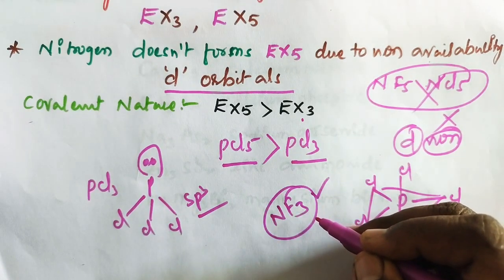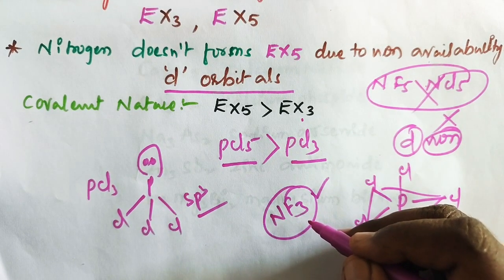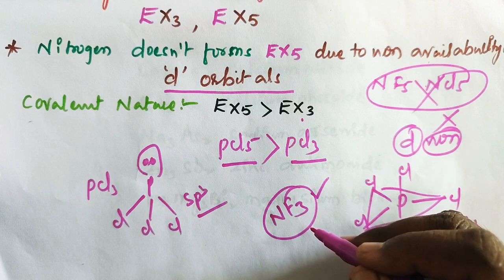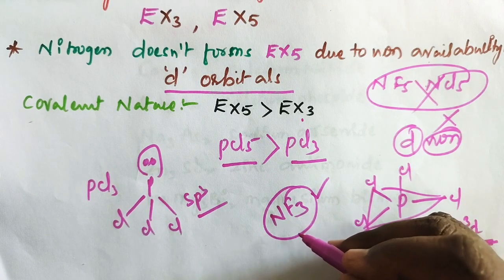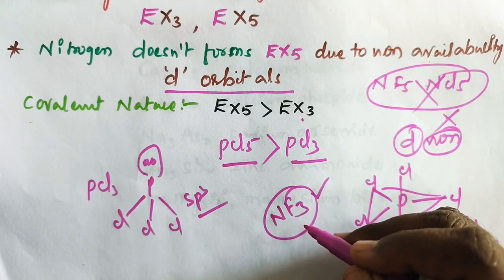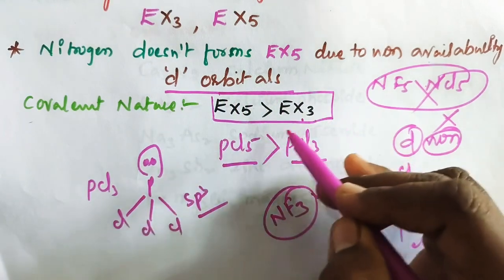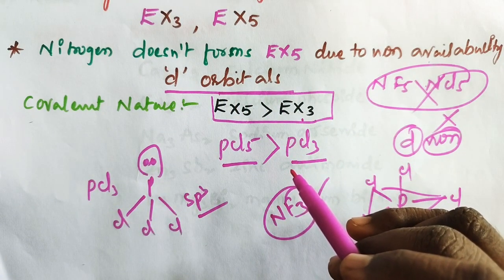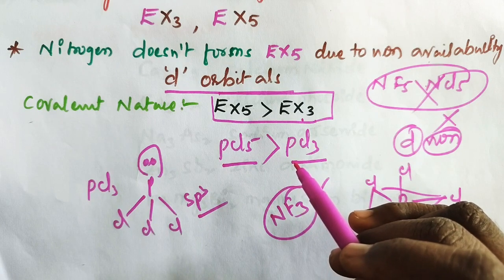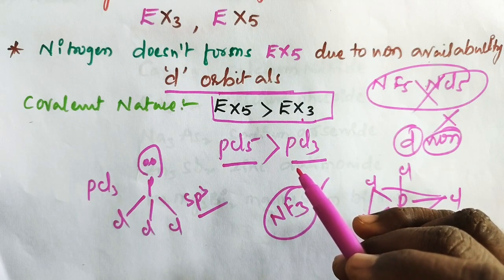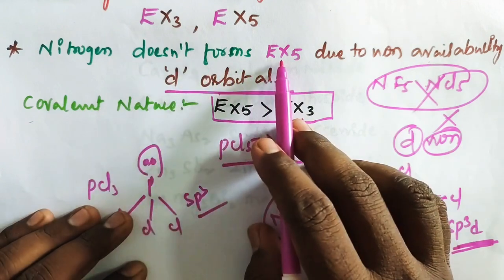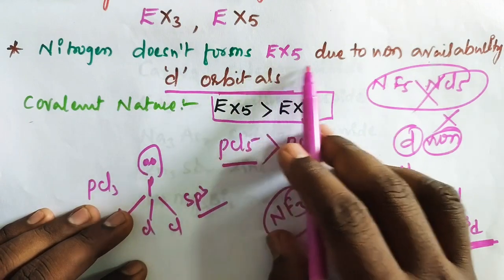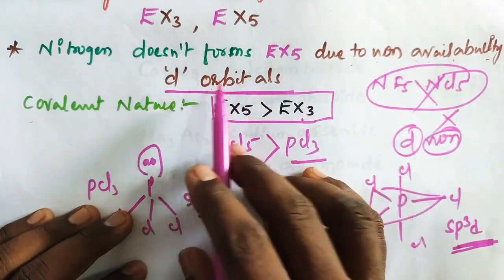Trihalides, except BiF3, are predominantly covalent in nature. EX5 is more covalent than EX3. Except for BiF3, all trihalides are predominantly covalent in nature. Nitrogen does not form EX5 pentahalides due to non-availability of d orbitals.